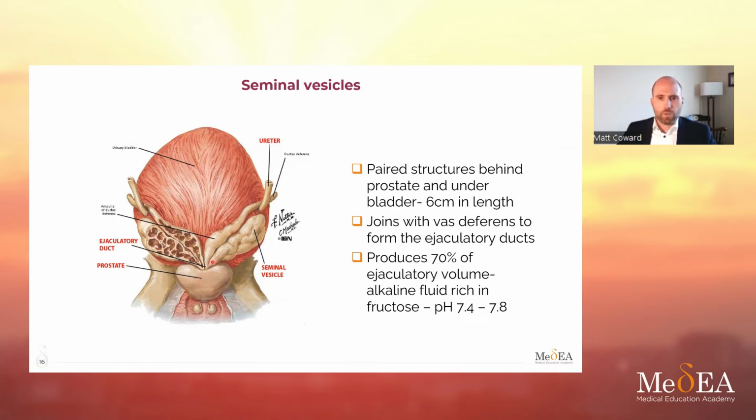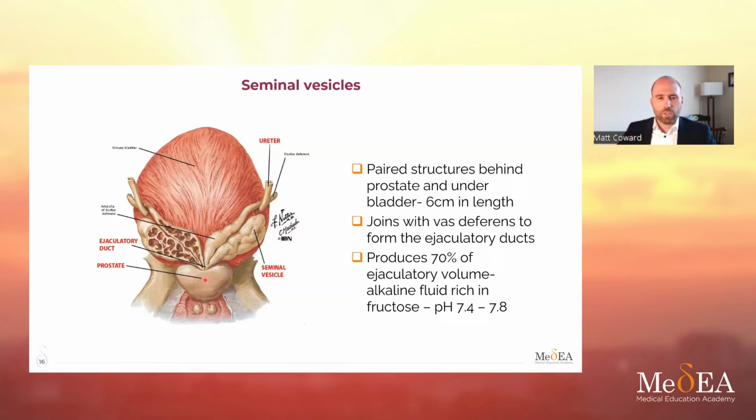They only contain seminal fluid. And the seminal vesicles produce 70% of the ejaculatory volume in the male. This is an alkaline fluid, which is rich in fructose. The pH of this fluid is 7.4 to 7.8. And so when we have an ejaculatory duct obstruction, usually we're getting obstruction of the seminal vesicles. So we see very low semen volume with ejaculatory duct obstruction.